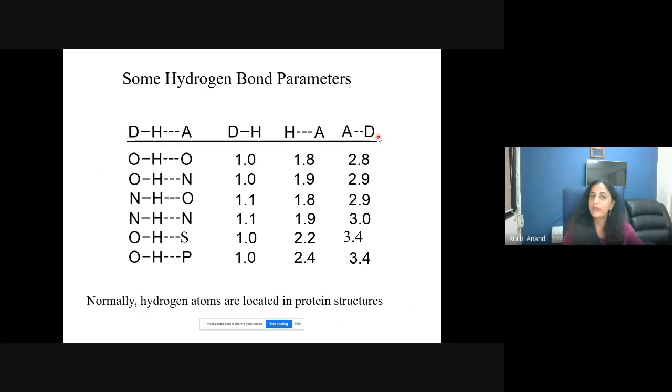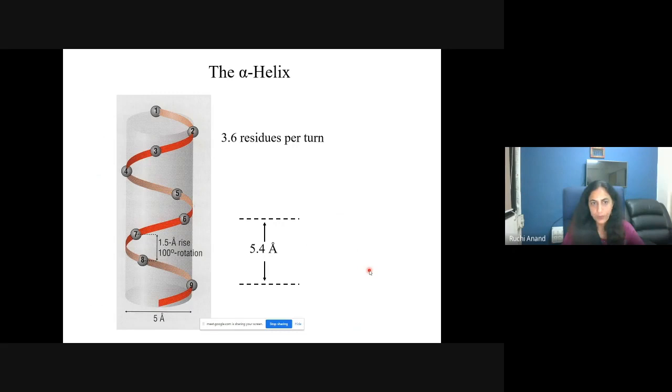So in a crystal structure, there will be no hydrogen, so you will only be looking at acceptor and donor distances, and these are some distances to keep in mind to tell whether a hydrogen bond is there or not. So when these hydrogen bonds come together, we form these types of structures, and the alpha helix is the first structure that I'm showing you.